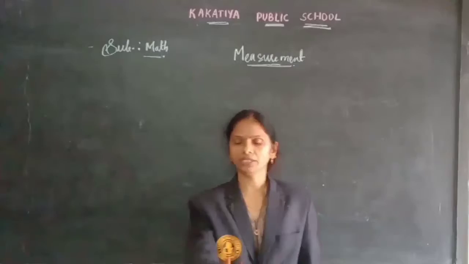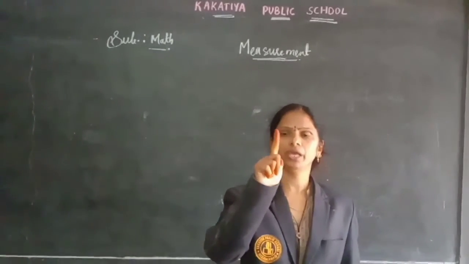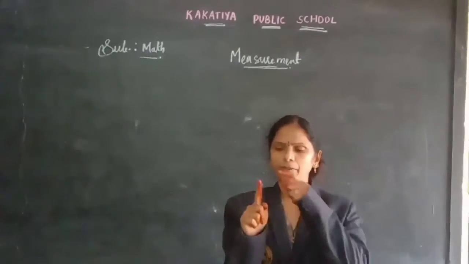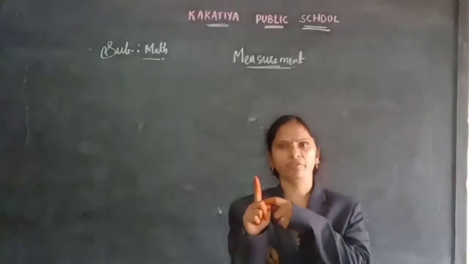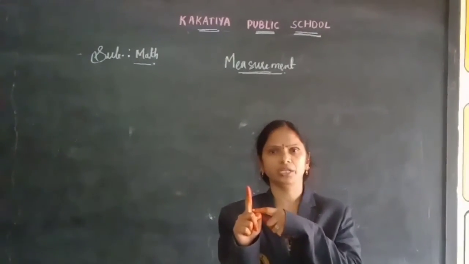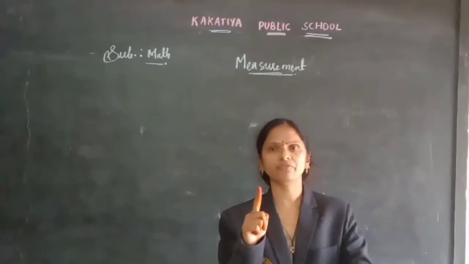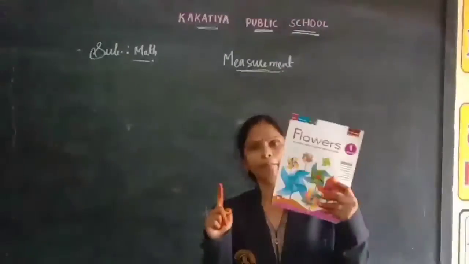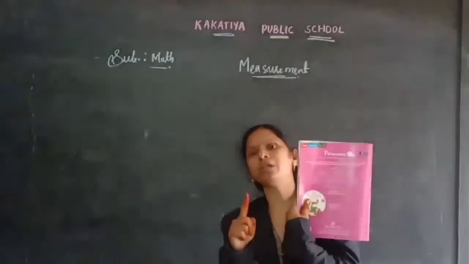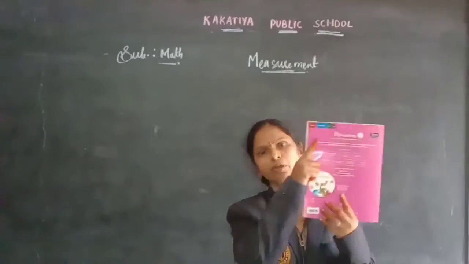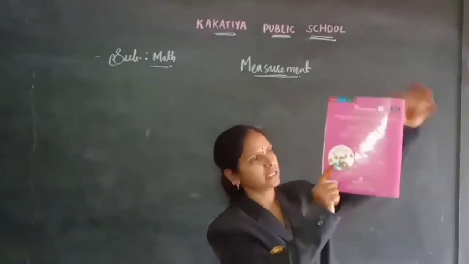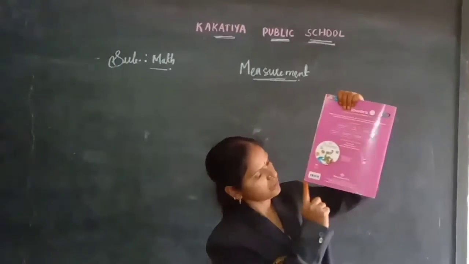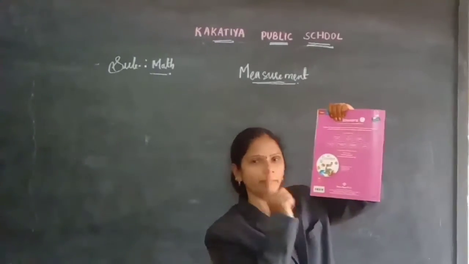Yes, children. Now what is it here? Finger, children. The distance from the tip of the finger to the bottom of the finger. How do we measure by using the finger? Let's measure the textbook length by the fingers. Here it is the length, children. Let's count by the fingers.